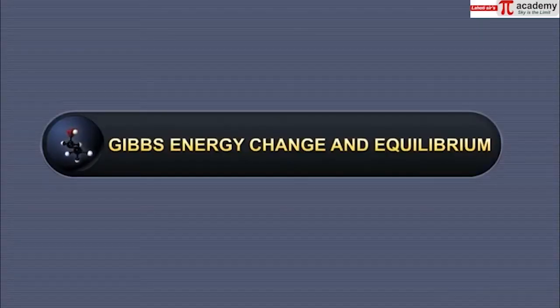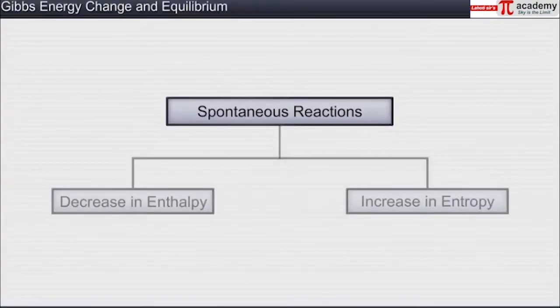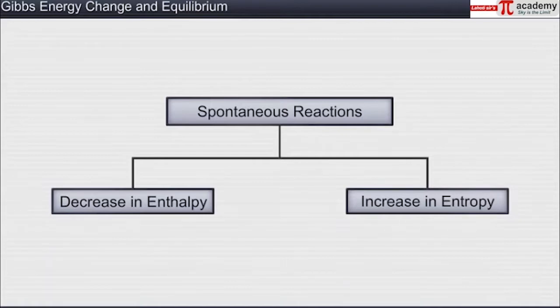In this module, you will learn about the Gibbs energy change and equilibrium. We've seen that spontaneous reactions often have a negative enthalpy. That is, the reaction is accompanied by a decrease in enthalpy. We also learned that spontaneous reactions are accompanied by an increase in entropy. That is, there is an increase in randomness where delta S is greater than 0. Thus, we can say that the spontaneity of a reaction involves two thermodynamic properties, enthalpy and entropy.